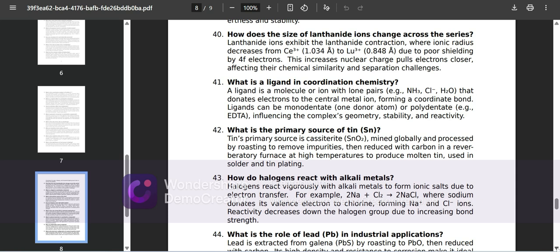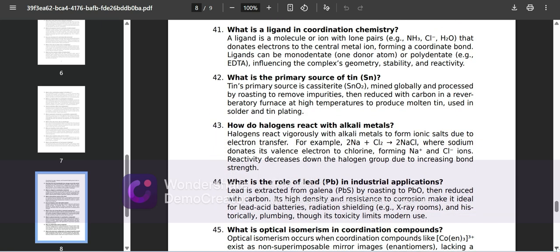What is a ligand in coordination chemistry? A ligand is a molecule or ion with a lone pair, for example NH3, Cl-, or H2O, that donates electrons to the central metal ion, forming a coordinate bond. Ligands can be monodentate, with one donor atom, or polydentate, like EDTA, influencing the complex geometry, stability, and reactivity.